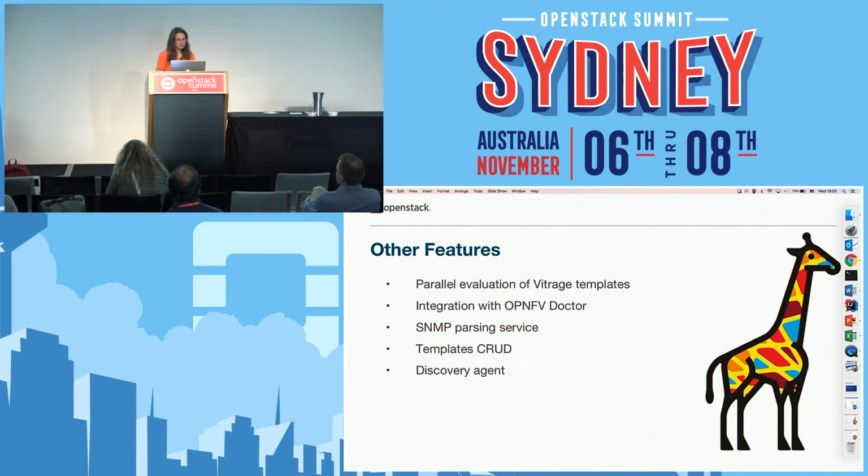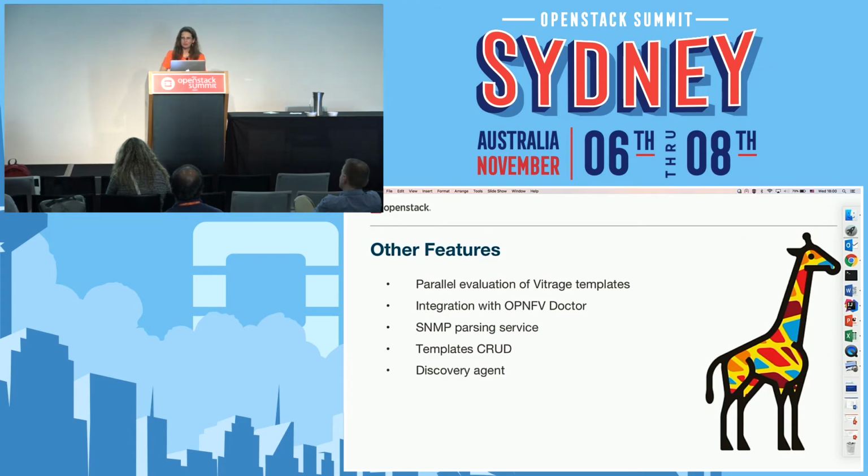Other features in Queens. We have made performance enhancements for parallel evaluation. There is one restriction: when events arrive to Vitrage, they must be processed in the order that they arrive. We cannot take the event queue and run it in parallel, because it will mess things up. But once we process an event, we need to evaluate all relevant templates and see if some actions should be taken, and the template evaluation can be made in parallel.